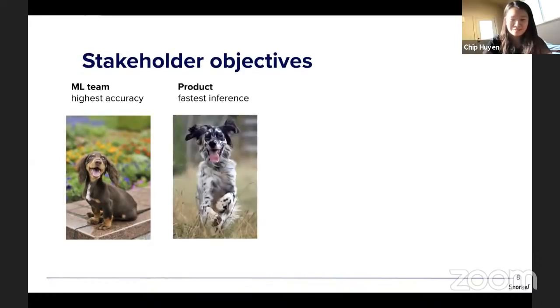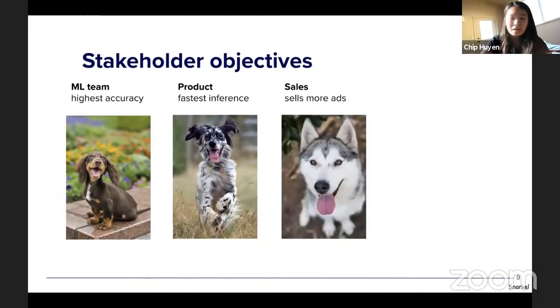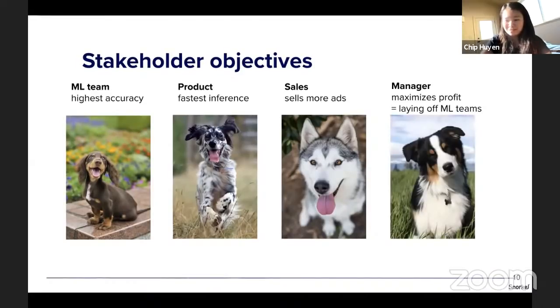So the machine learning team has the highest model accuracy as an objective. You have a product team who probably wants a model with fast inference, because latency costs a lot of money. And then maybe the sales team wants to build a system that helps them sell more ads. And the next is the manager, whose objective might just be to maximize profit, and the quickest way to do so might just be to get rid of the ML team.